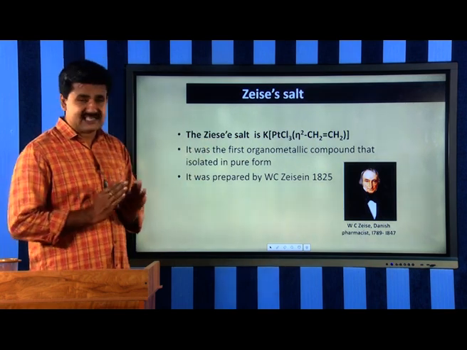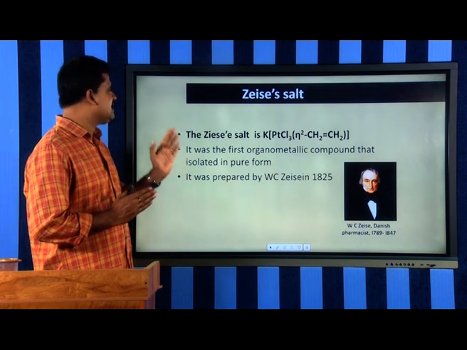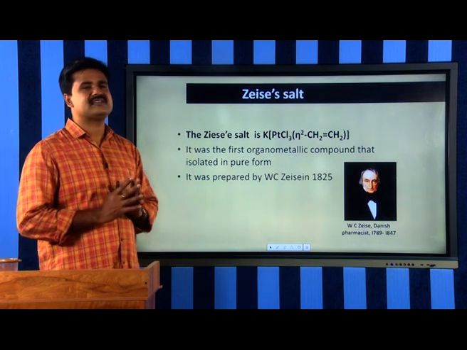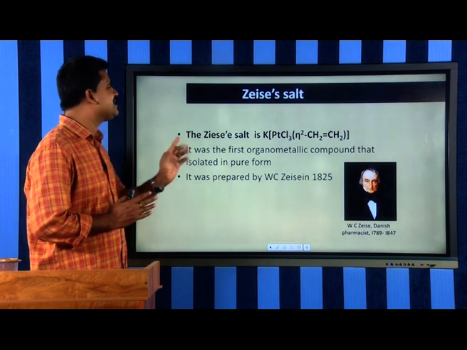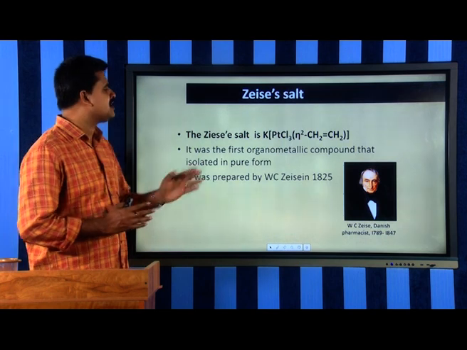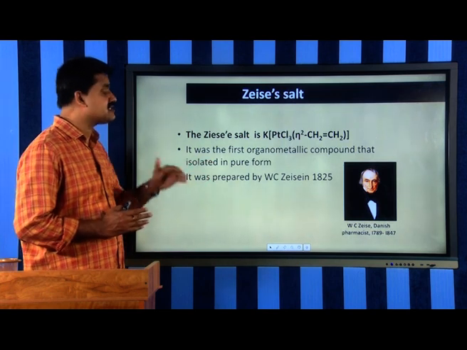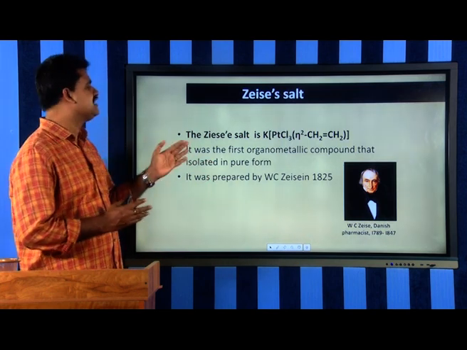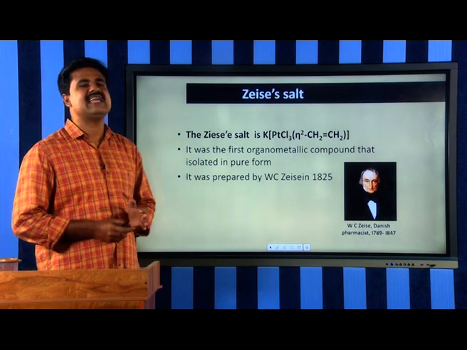And it should be noted that Zeise's salt is the first organometallic compound that was isolated in pure form. Zeise's salt is named after its inventor W.C. Zeise, who was a Danish pharmacist, not a chemist, and discovered the salt in 1825.